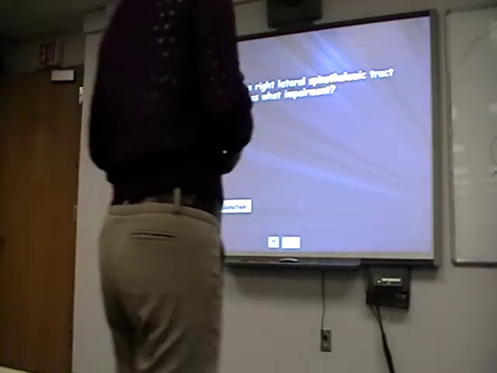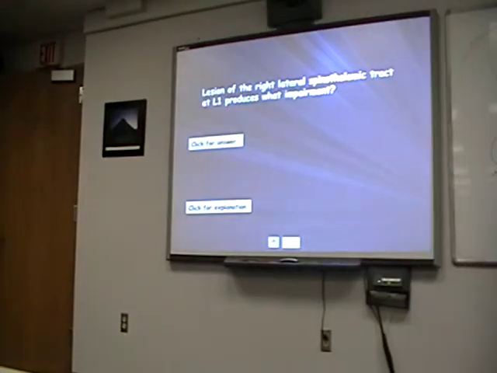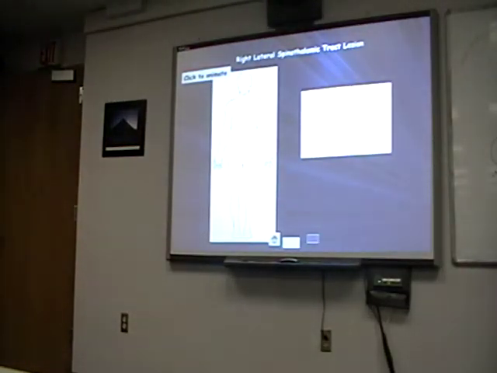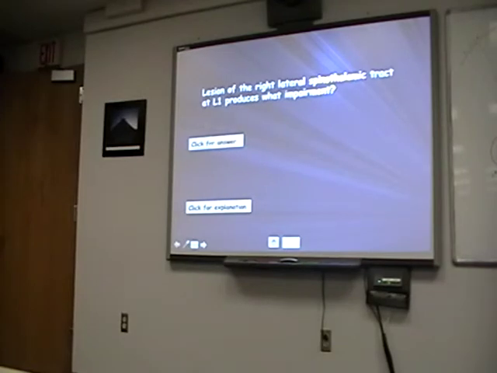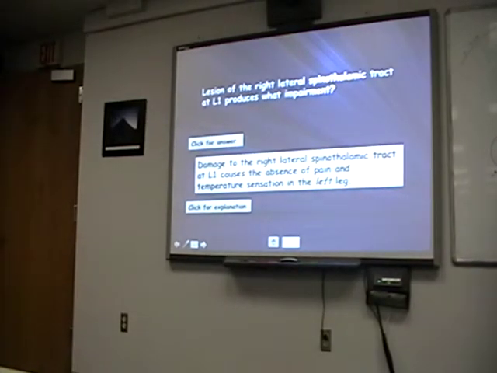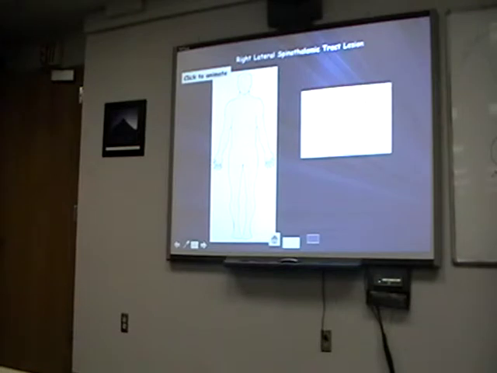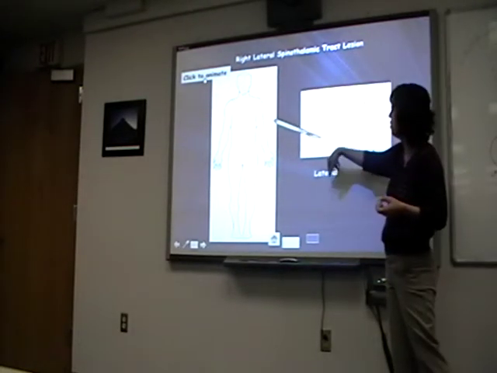So it's contralateral. Oopsie. So, again, you've got the pain and temperature, really crude touch loss on the left leg. And again, remember, here's our lesion. So here's our ipsilateral spinothalamic tract.